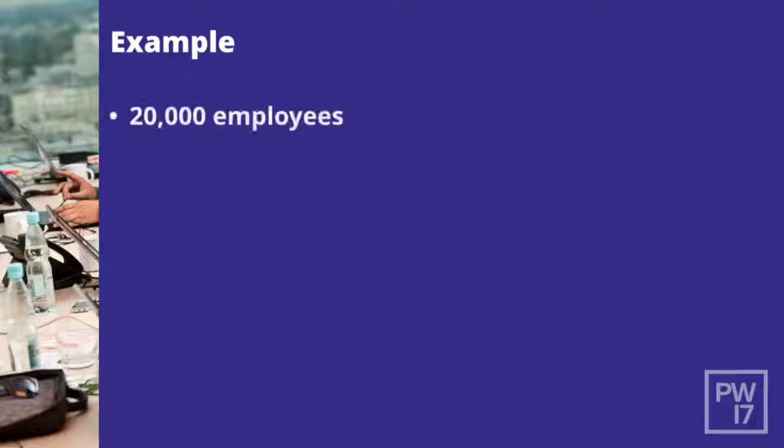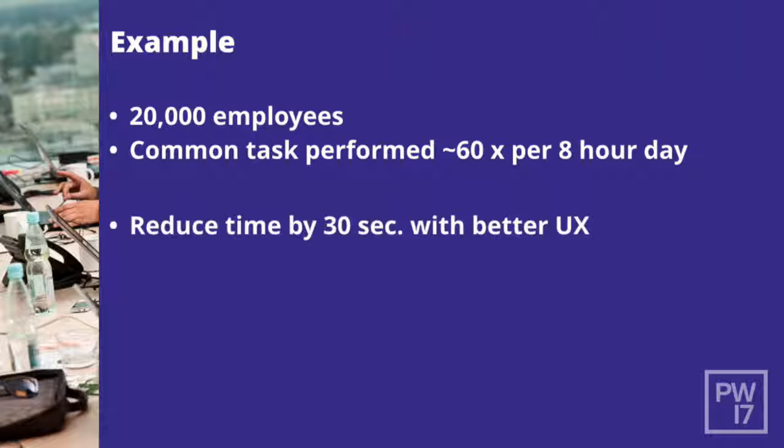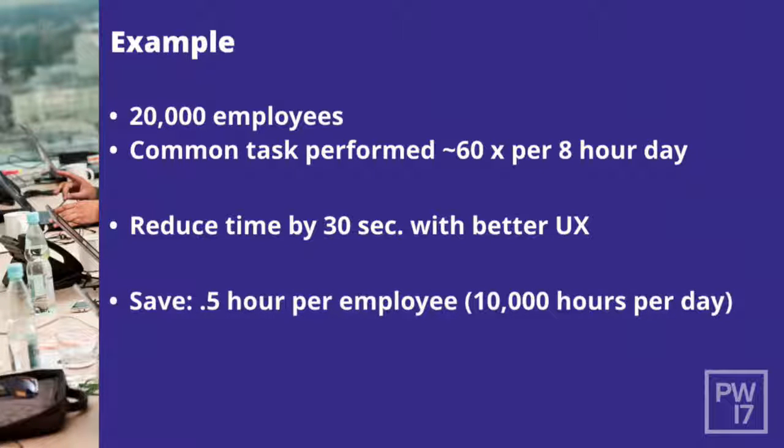So let's look at an example of how we could actually measure this in dollars. Let's say we have a large organization of 20,000 employees, and they are doing a common task 60 times in an 8-hour day. This is just math. It's not very complicated. If we reduce the time of that task by 30 seconds with better UX, and I would argue that's the only way that you can improve that, you save a half an hour per employee, which is 10,000 people hours per day. So that's the equivalent of over 1,300 employees working for you essentially for free.